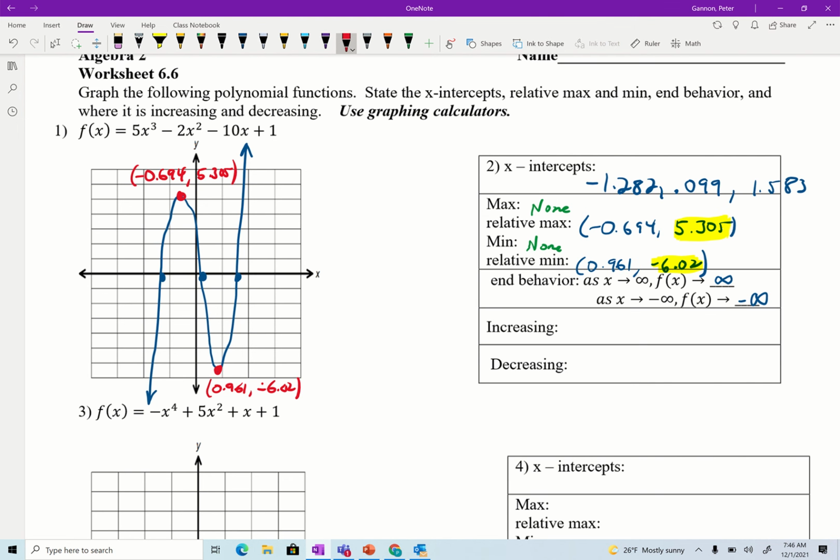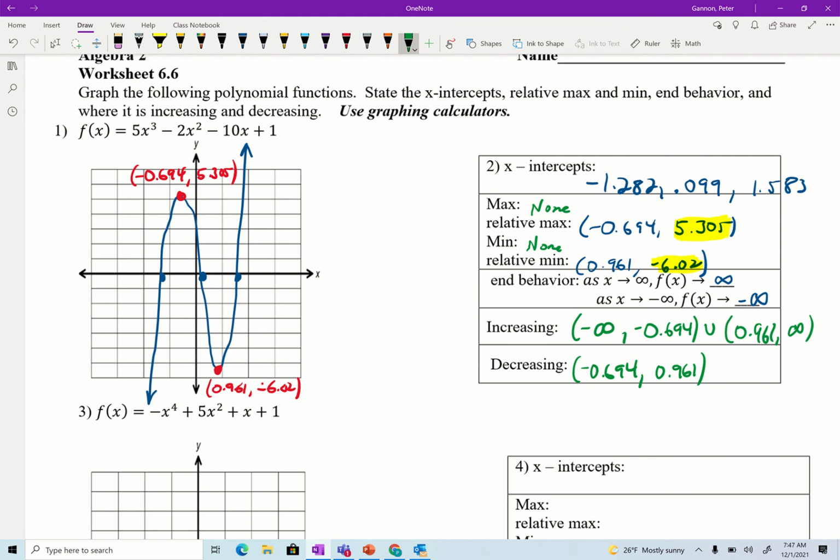So starting over here on the left side of the graph, from negative infinity, as we move to the right, our graph is going up from left to right. So it's increasing from negative infinity, until we get to that relative maximum of negative 0.694. At negative 0.694, it then begins to decrease until we get to that relative minimum of 0.961. And then at that relative minimum, 0.961, it increases forever to infinity. And that's how you would answer those questions.